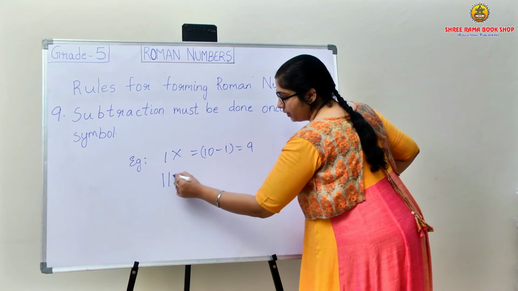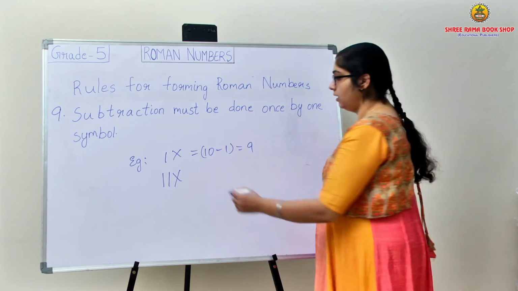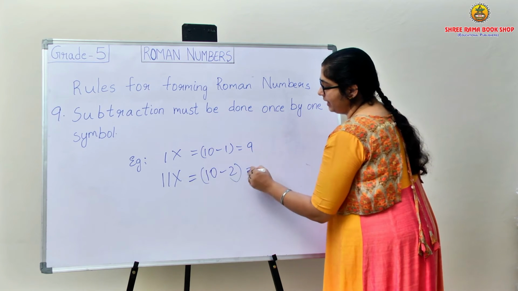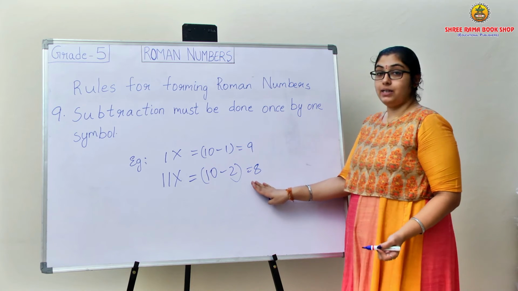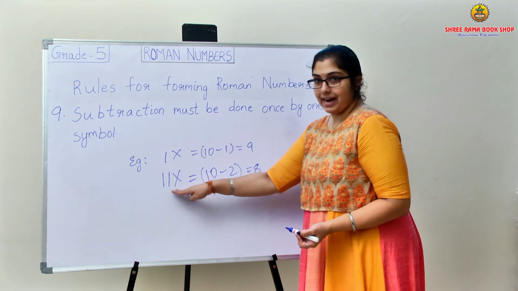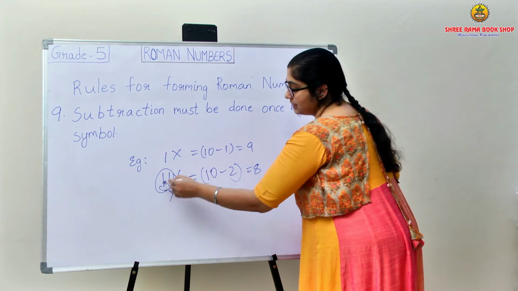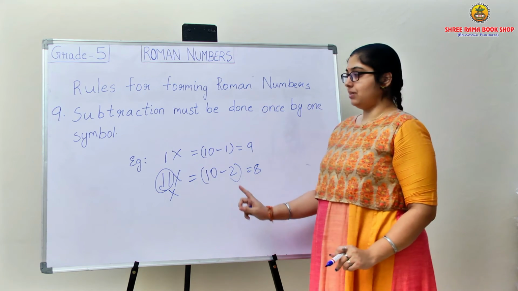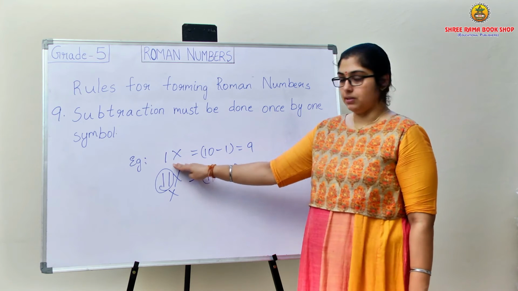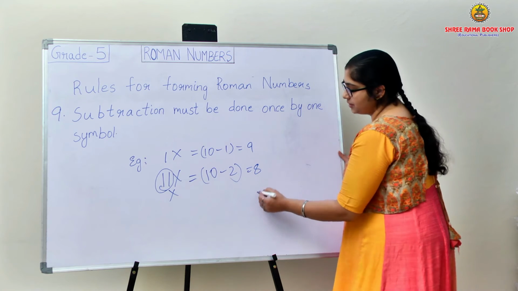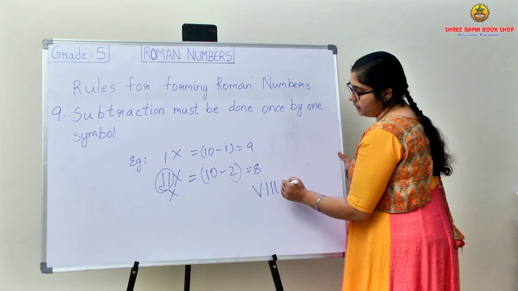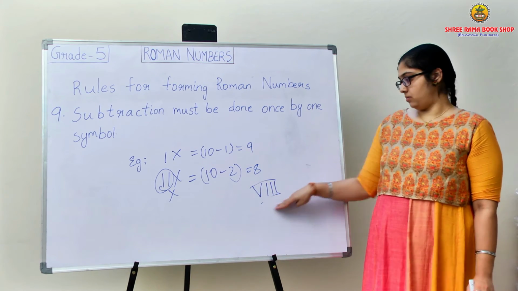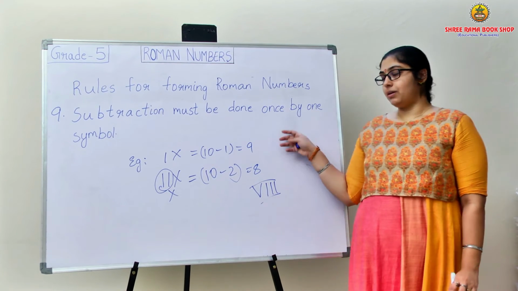But for example, I want to write 8. If I take II and subtract it from X, I and I is 2, so 10 minus 2 is 8. But I cannot write the symbol for 8 as IIX. This is wrong because the symbol appears two times, but the rule says subtraction is only once by one symbol. Only one symbol can be subtracted from the other symbol. You cannot take 2 symbols like that. So 8 is represented by VIII: 5, 6, 7, 8. So rule number 9 states this.